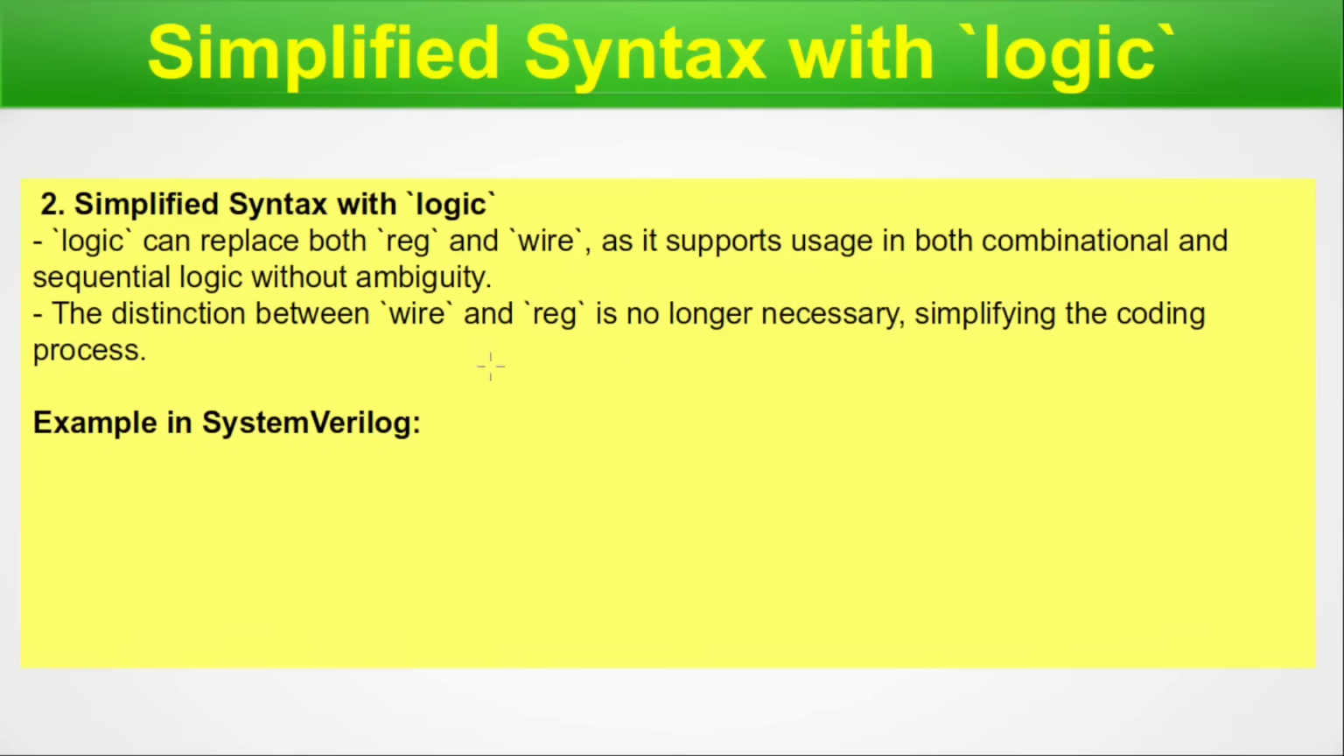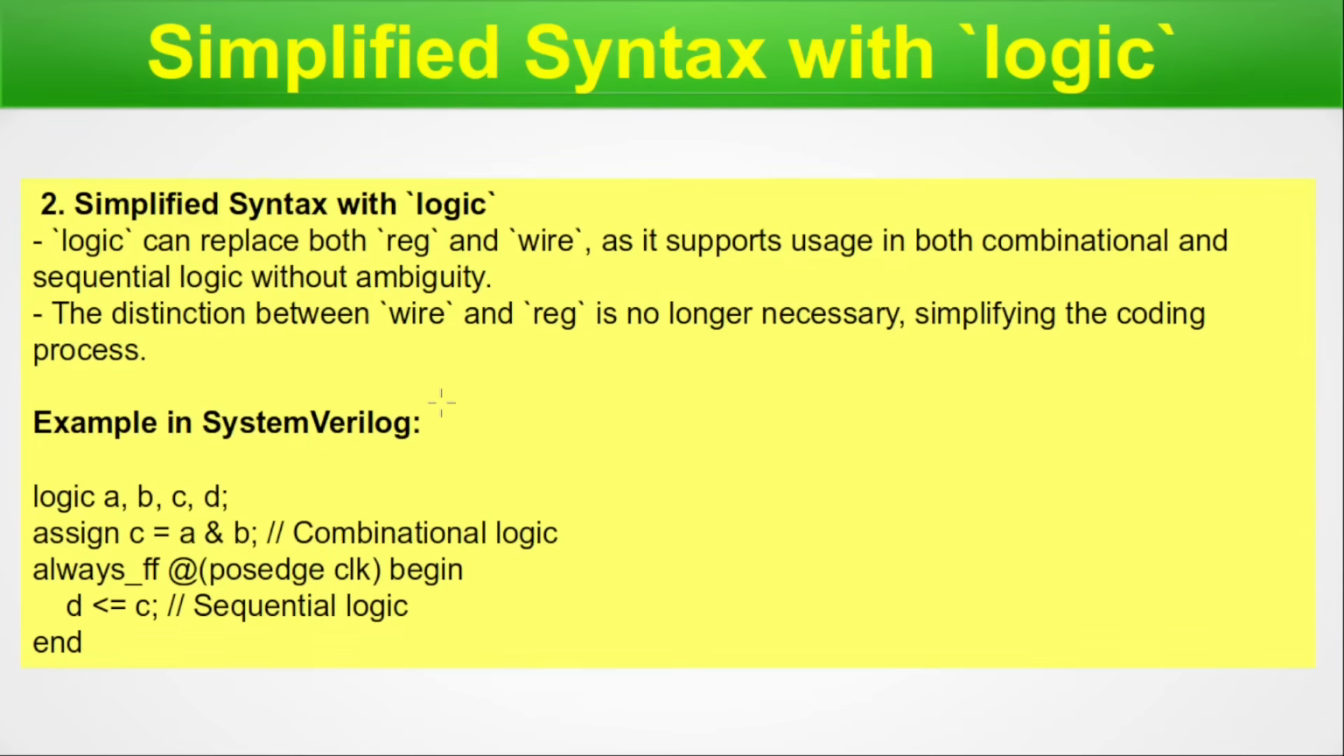Example in SystemVerilog. Here is a small example to demonstrate logic. We define logic here, the keyword and the variables are here. We use the assign statement here, and we use always_ff, with the trigger being the positive edge of the clock. Here D receives C, it is the sequential logic. You can compare with the previous code, which was very similar, but we were jumbled up with reg and wire. Here we are very straightforward and we are using both the assign statement as well as this non-blocking assignment symbol with the same logic.